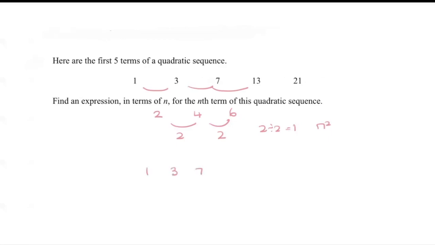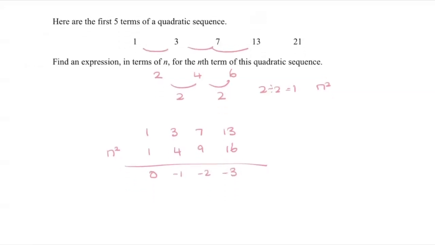So our sequence is 1, 3, 7, 13. N squared is in the solution, and n squared gives us the numbers 1, 4, 9, 16. Now we take them away, which will give us 0, minus 1, minus 2, minus 3. And we start working on that pattern. They are going down 1 each time, so it's minus n. Go in the opposite direction, takes you to positive 1, so plus 1 on the end. Put it together and you have got n squared minus n plus 1 as your answer.